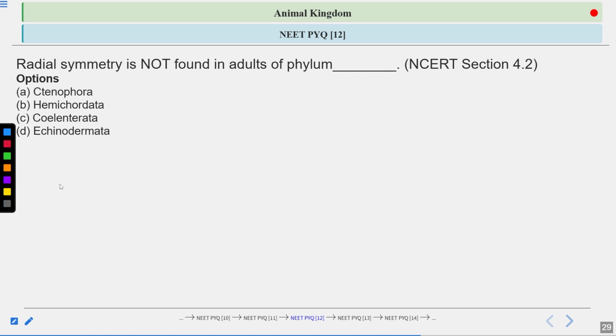Radial symmetry is not found in the adults of which phylum? This question is coming from NCERT section 4.2, and the options are A, Ctenophora, B, Hemichordata, C, Coelenterata and D, Echinodermata. So radial symmetry is not found in the adults of which phylum? You can solve this question in the given time and then we can check out the correct answer. Let us see the correct answer.